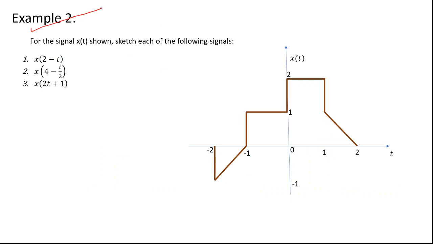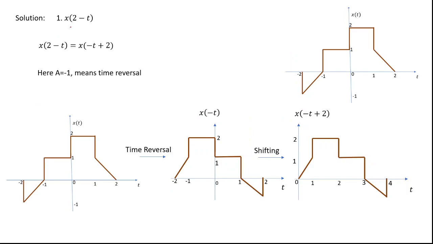Let us take another example. For any signal x(t), this is some signal x(t). Let us sketch the following signals. So let us sketch x(2 minus t). Now we can see here there is the shifting of the signal as well as minus t, that is the time reversal. So here the scaling factor is -1, that is why the signal is getting reversed in time. So we will just obtain the mirror image of the signal.